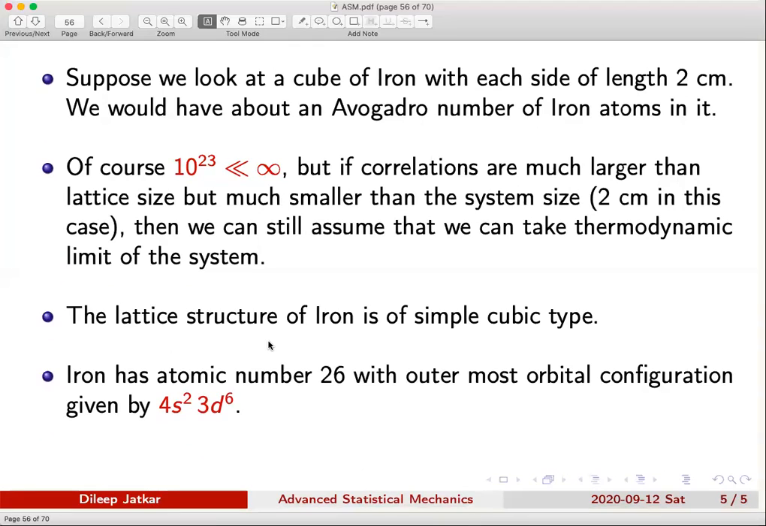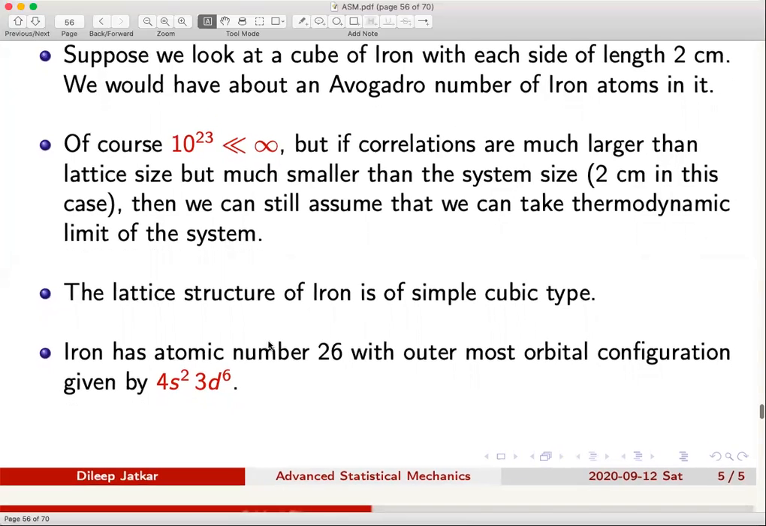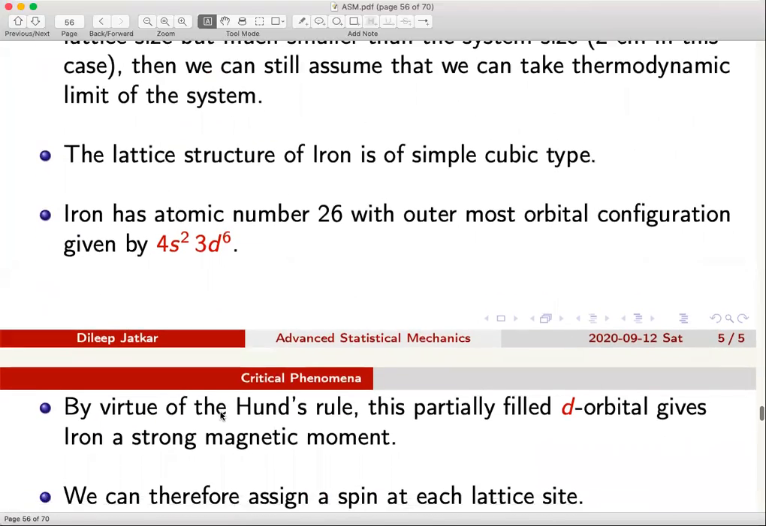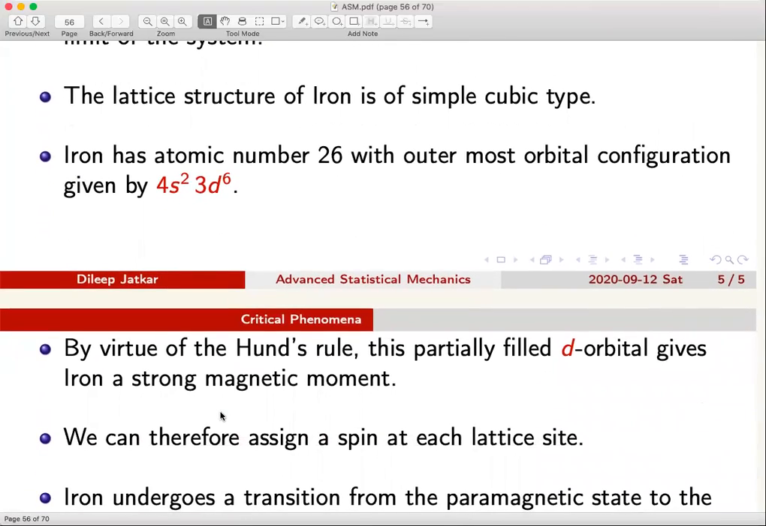Of course, there are the other ones which are all completely filled shells, and so I'm not writing them, like 1s2 2s2 2p6 kind of stuff. Okay, fine. So what really matters for us is 3d6, but I have still written down 4s2 and 3d6 for the following reason, that we'll see in a moment.